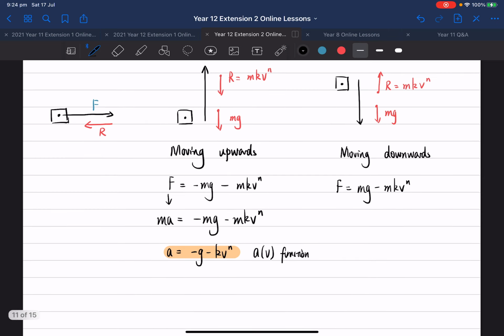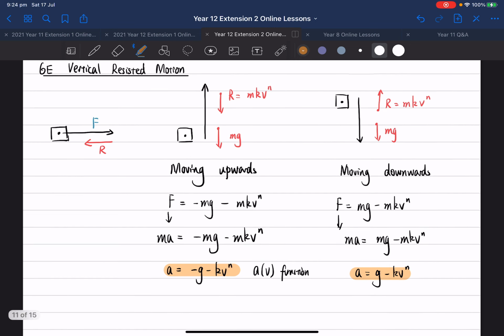Once this is done, we can change the force to ma, which is equal to positive mg minus mkv to the power of n, and acceleration is equal to g minus kv to the power of n. Very similar to the previous equation, almost identical to each other. As you can see, the only difference is that one has negative g and the other has positive g.